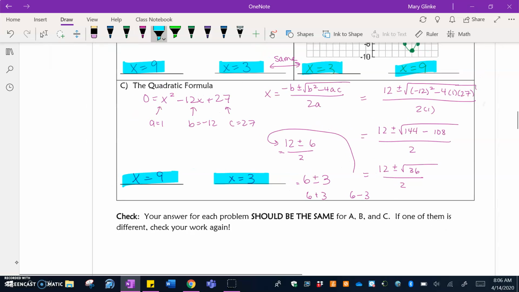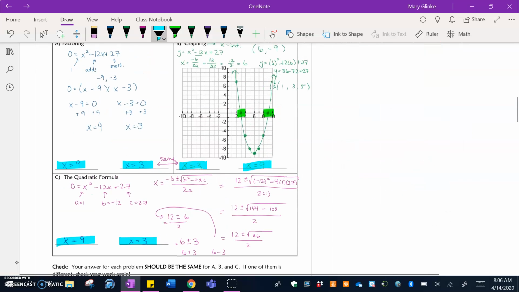And so you'll notice if I zoom out here and look at all of these different methods, I got the exact same thing with all of my different methods. It's just different. You've got to choose the one that works best for you. But again, factoring won't always work. So if factoring doesn't work, go to the quadratic formula. Or if graphing doesn't work, then go to the quadratic formula.